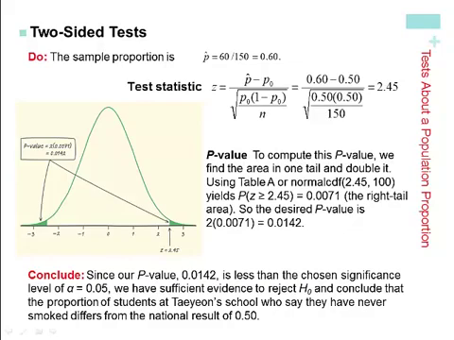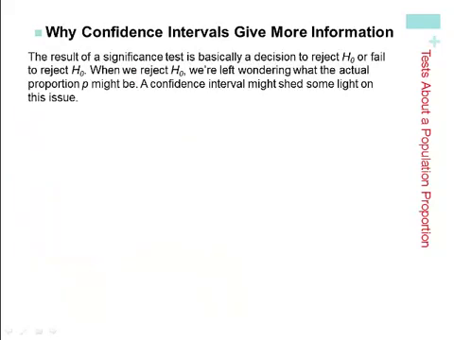Now let's talk a little bit about why confidence intervals give us more information. The results from a significance test basically tell us to reject or fail to reject the null hypothesis. When we reject the null hypothesis, we're wondering what actual value p would have. A confidence interval will shed some light on that issue.